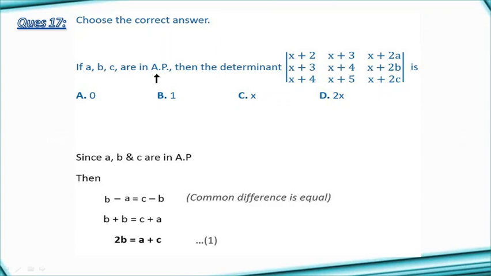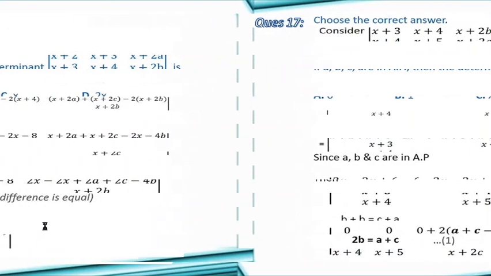If A, B, C are in AP, then the determinant, this is equal to what? So since A, B, C are in AP, it means if you remember the common difference will be equal, means B minus A will be equal to C minus B. So from here we get 2B to be equal to A plus C.